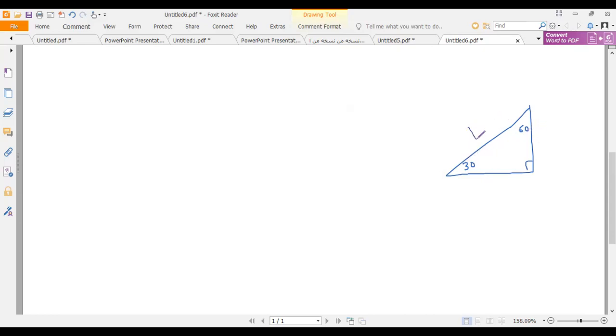This is your hypotenuse. If the hypotenuse is 10, then the side opposite to 30 must be 5, and the side opposite to 60 must be 5 radical 3.